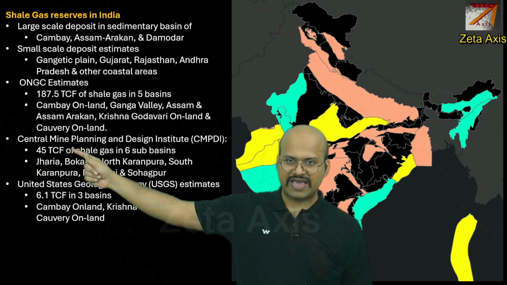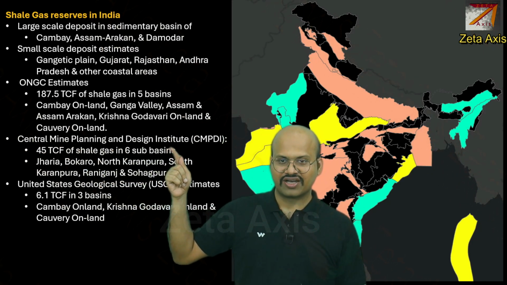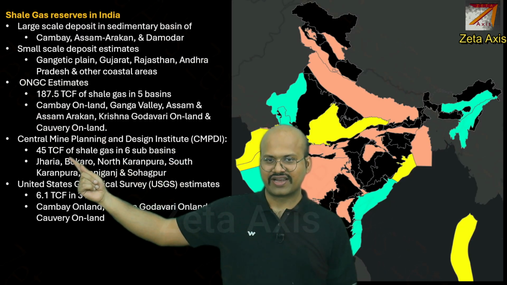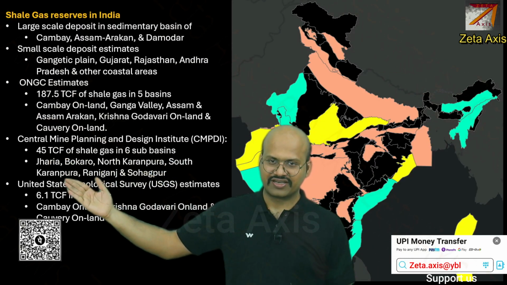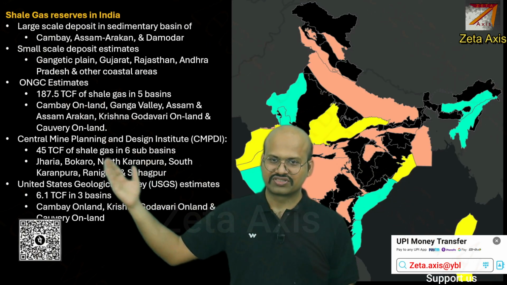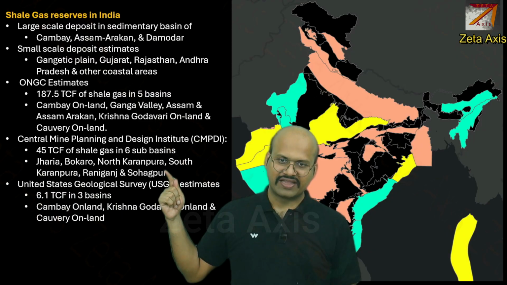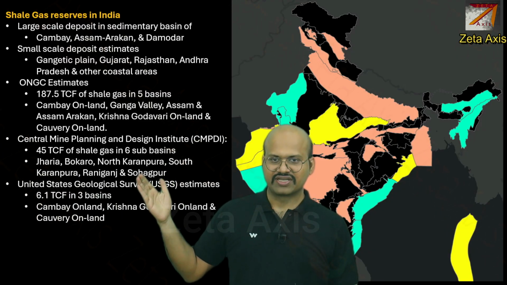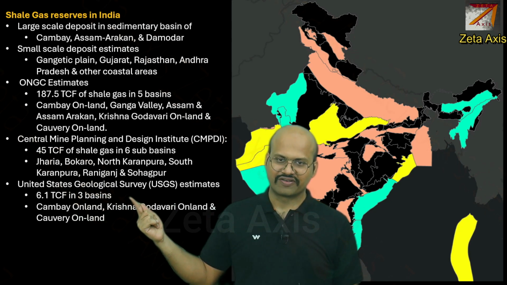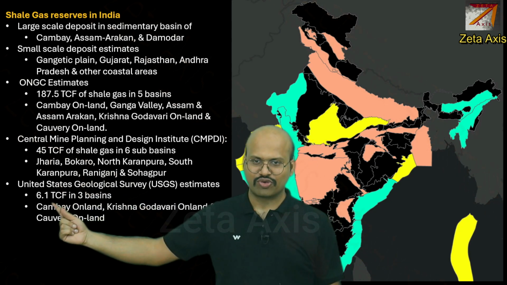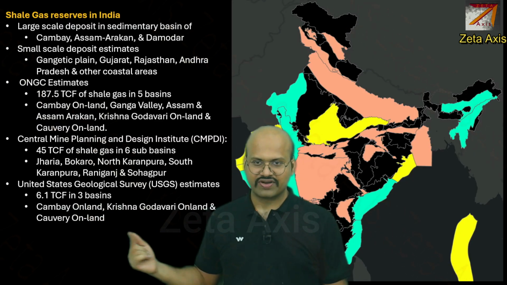There is the Central Mine Planning and Design Institute. It has also given its estimates, and it says that there are 45 TCF of shale gas in 6 sub-basins, and these are Jharia, Bokaro, North Karanpura, South Karanpura, Raniganj and Sohagpur. So these are basically coal mines, and there are estimates of shale gas present in them. And then USGS, which is the United States Geological Survey, has also given estimates of 6.1 TCF in 3 basins, that is Cambay, Krishna Godavari and Kaveri.